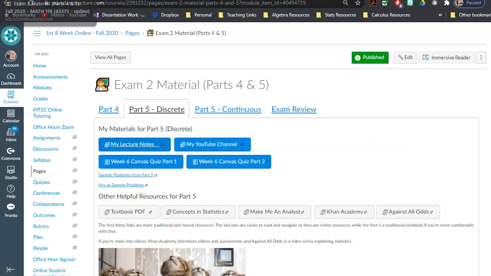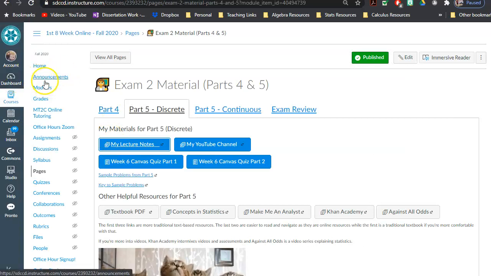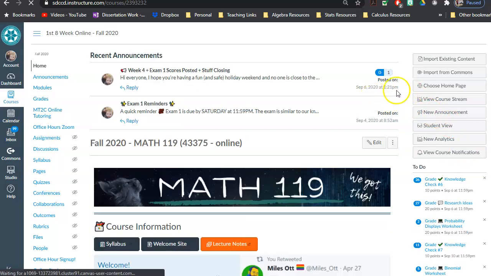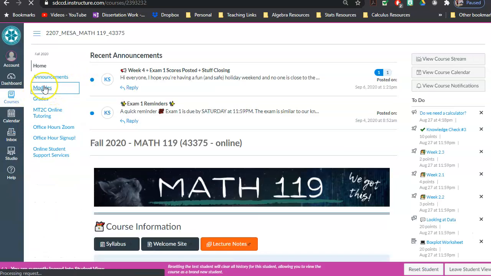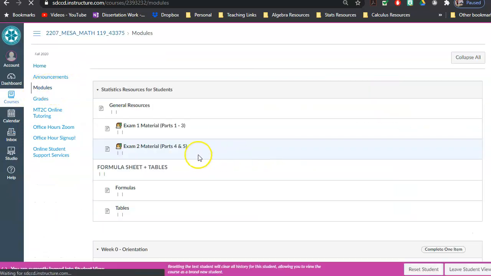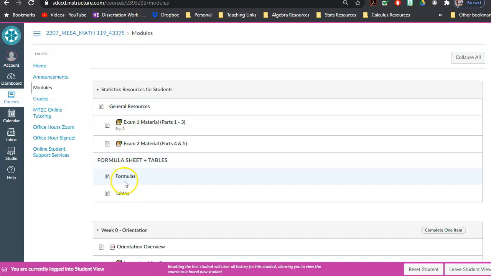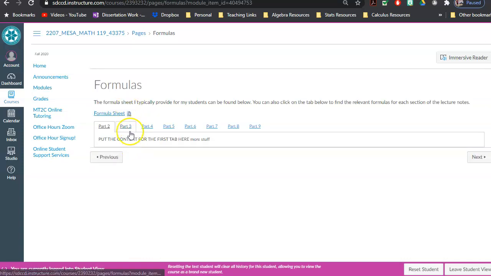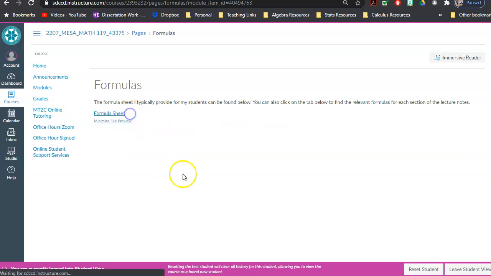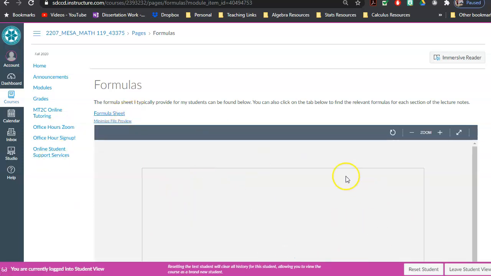So first off, I want to point out that these things are now available to you if you really wanted an antiquated table or those formula sheets that I have been talking about. I'll move to student view so you can see how it would look. If you go to the modules area, I have added the formula sheet, hopefully. Yep, the formula sheet's here at the top. So you can actually see the formula sheet that I reference.